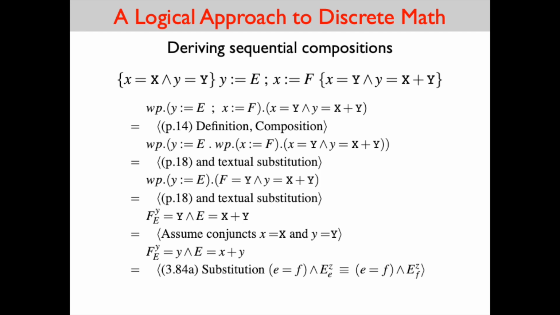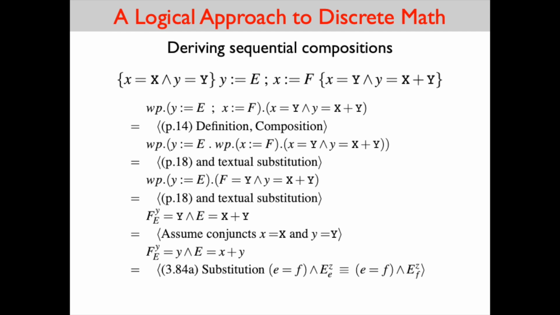So you can just bring down the E equals F, and E with z replaced by F. How do we use 3.84a? Well, the little e in 3.84a corresponds to the big E in what we have, and the little f in 3.84a corresponds to x plus y in what we have, and the little z in 3.84a corresponds to the y in what we have, and the big E in 3.84a corresponds to the big F in what we have.